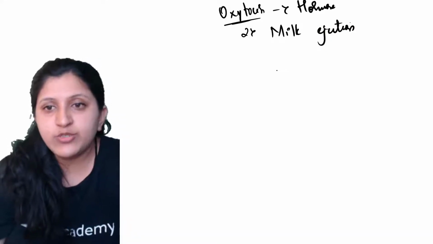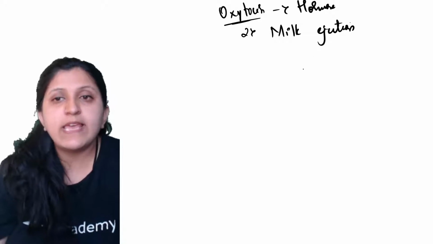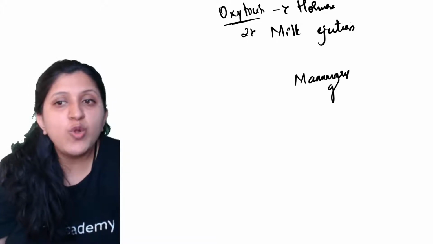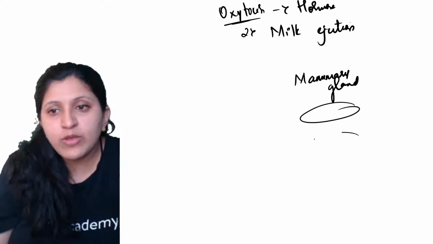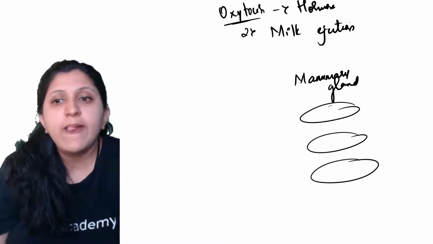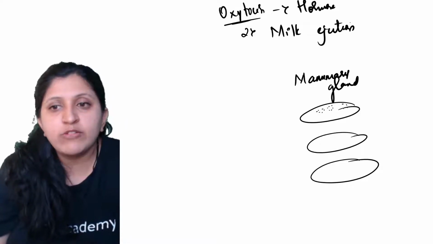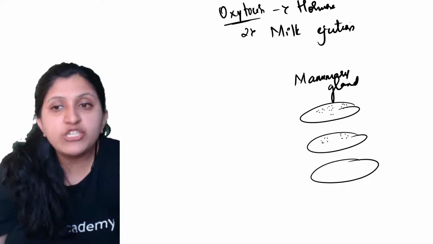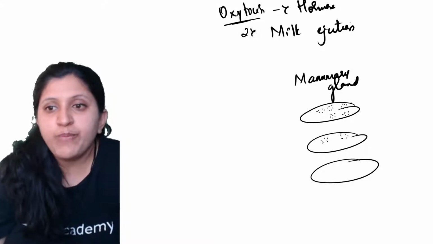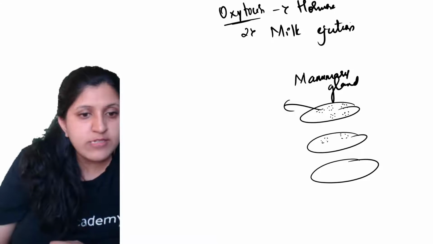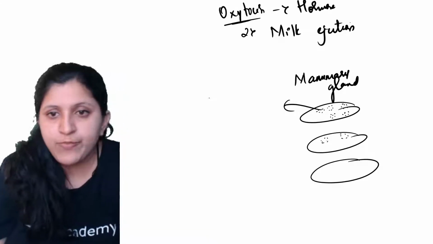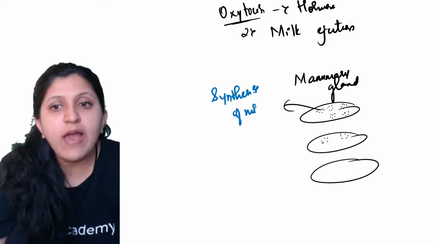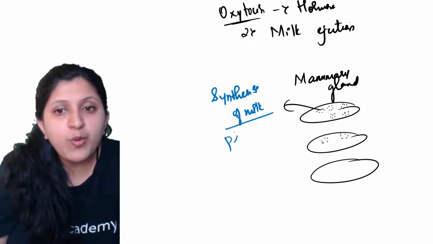Let's draw this. Let's say the mammary gland is there, and in the mammary gland there are lobes. These mammary lobes are where milk production will occur, so there is the formation of milk here. I'll write this down: synthesis of milk. The synthesis of milk will occur with respect to the hormone prolactin.